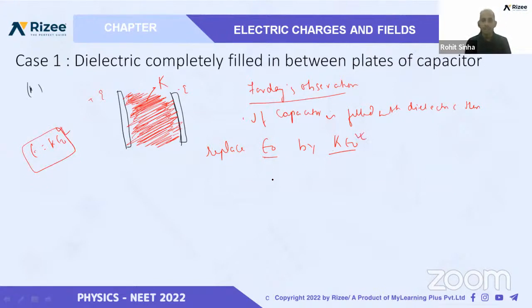That means C will become C dash. What was the formula? Epsilon naught will be replaced by K epsilon naught, so C dash is K epsilon naught A by D. We can also write it as K into the original capacitance.